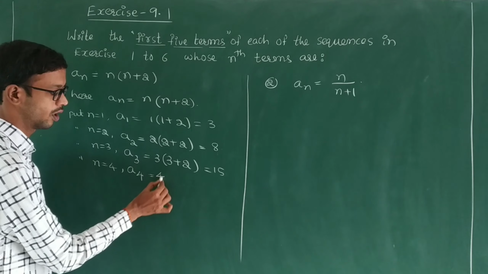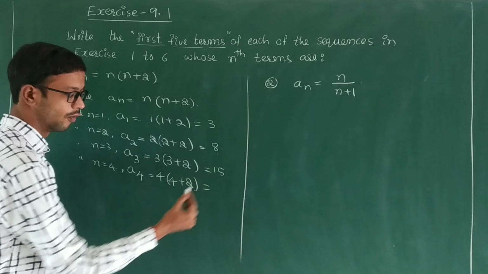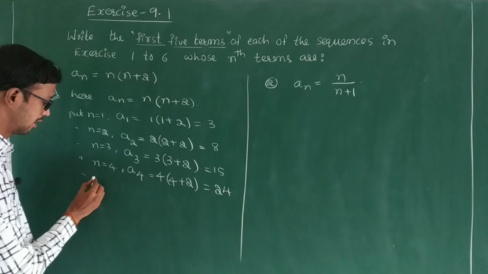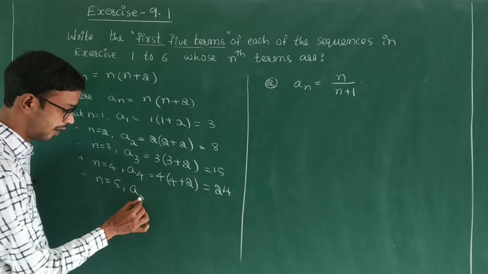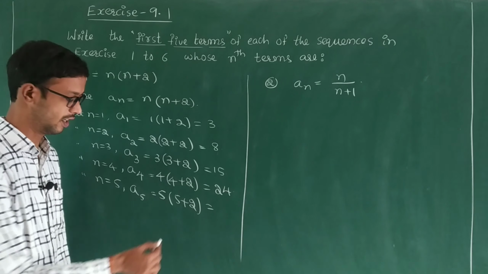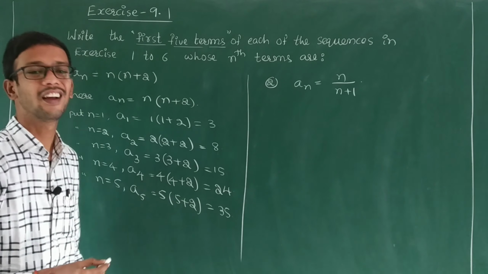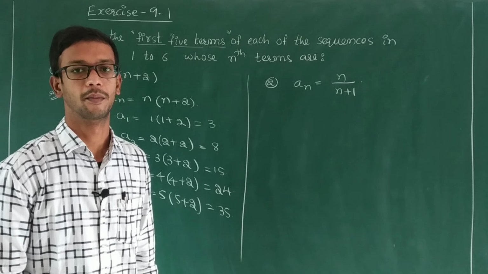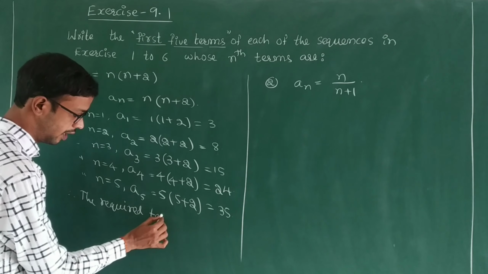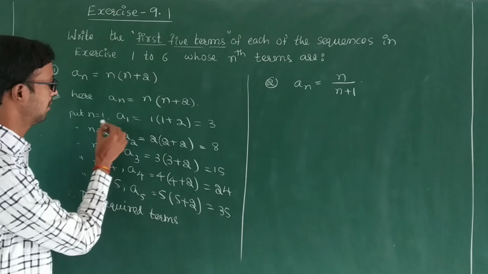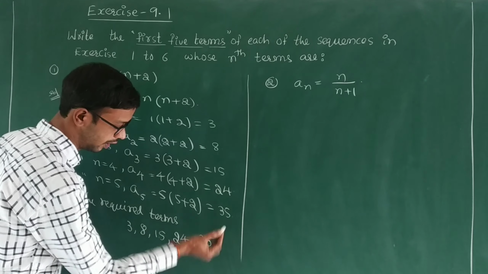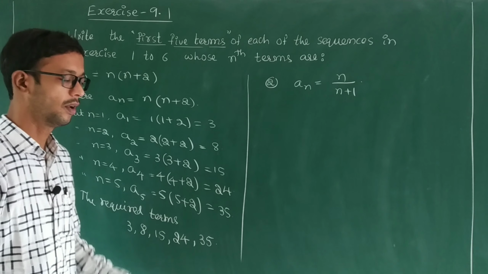Next, put n equal to 4. A4 is equal to 4 into 4 plus 2. 4 plus 2 is 6. 6 fours are 24. Next, put n equal to 5. A5 is equal to 5 into 5 plus 2. 5 plus 2 is 7. 7 fives are 35. So final conclusion, what we have to write? The required first 5 terms. First term is 3. Second term 8. Third term 15. Fourth term 24 and 35. They are asking only first 5 terms, so stop here only.